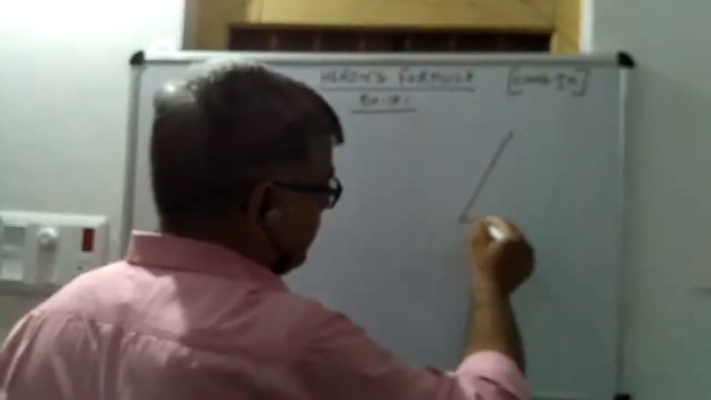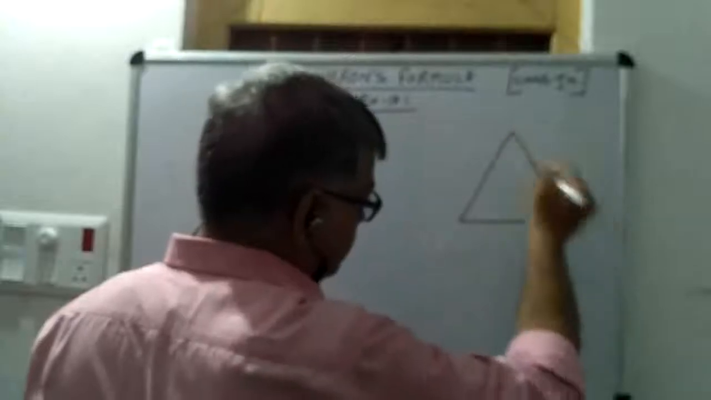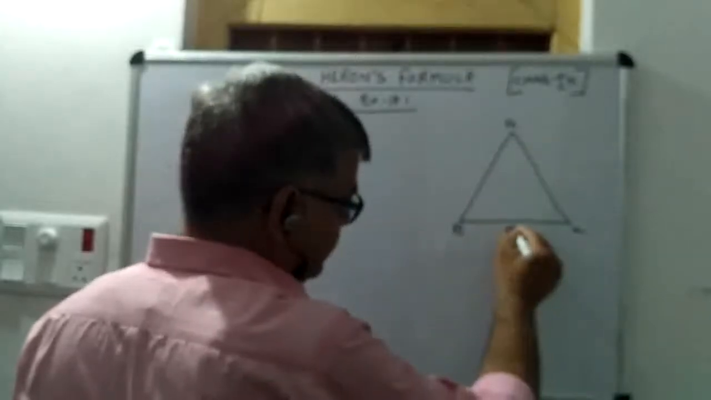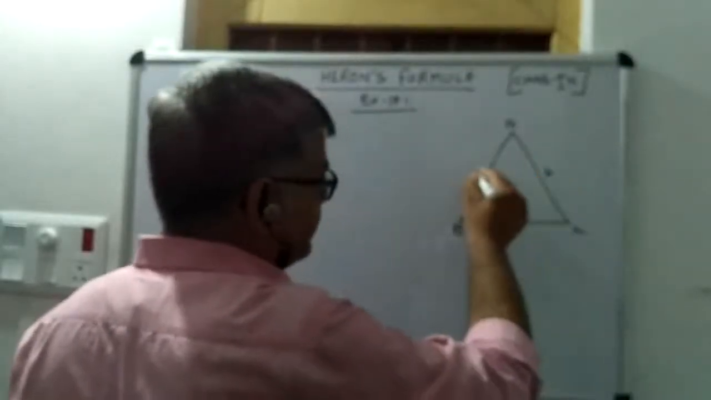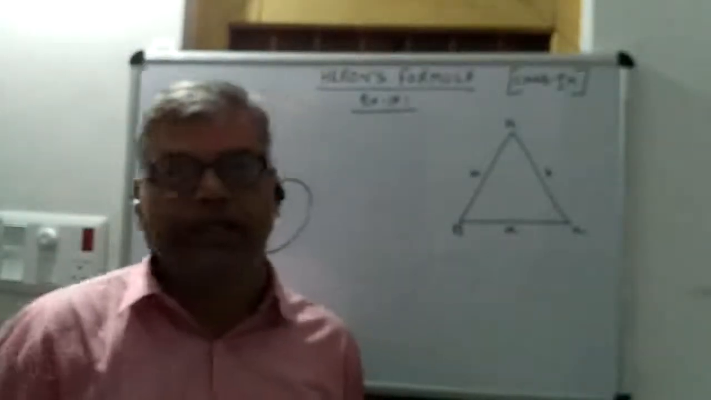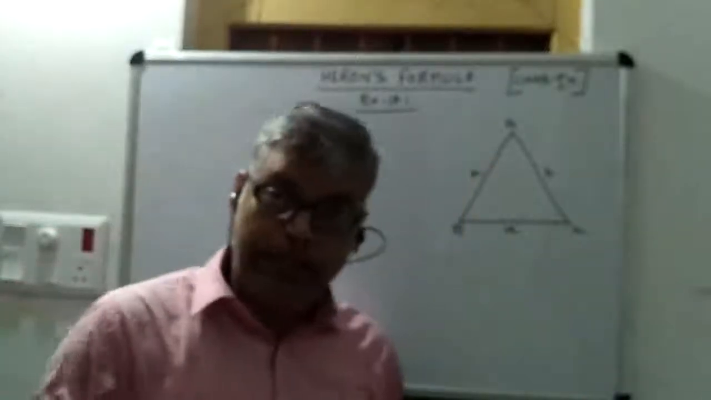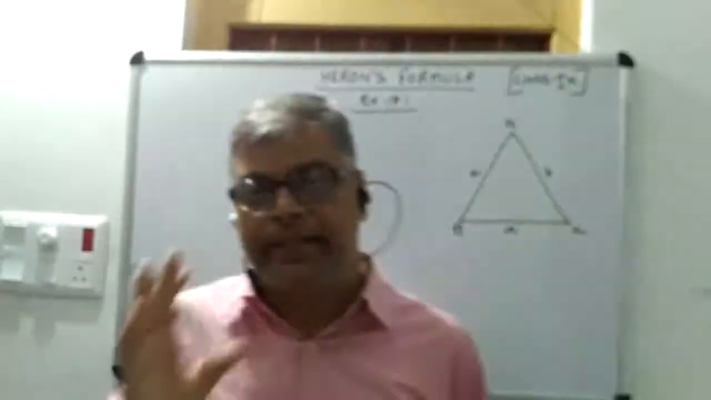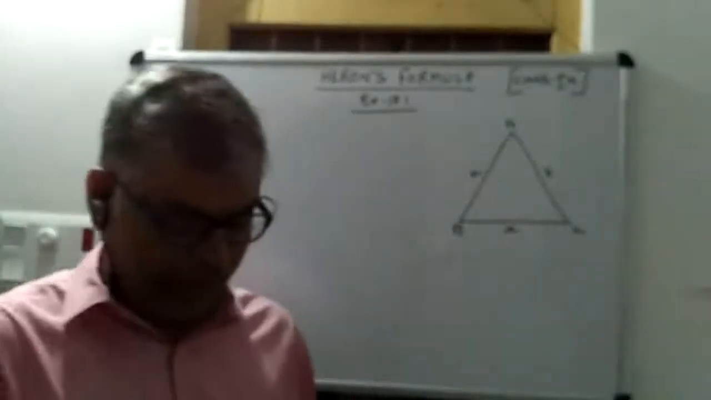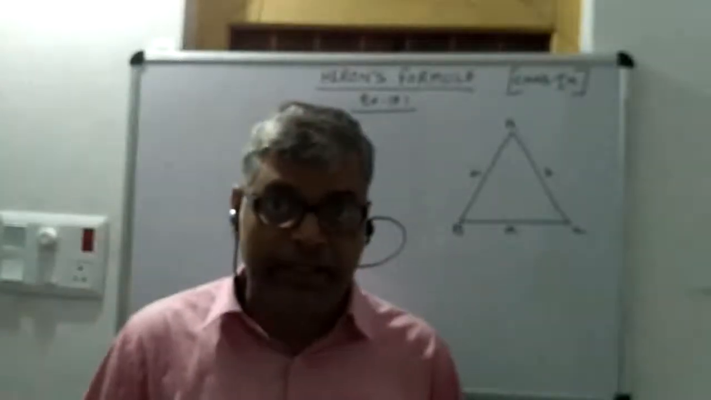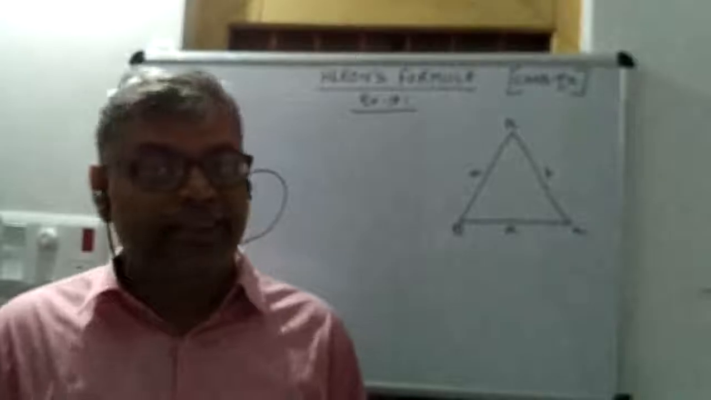Suppose this is any triangle ABC. Suppose this is side a, this is side b, and this is side c. Either a, b, c may be equal in the case of an equilateral triangle, or if any two are equal, then it is an isosceles triangle. And if all three are different, then it is a scalene triangle. So you can use this formula in any type of triangle, either an equilateral triangle, an isosceles triangle, or a scalene triangle.